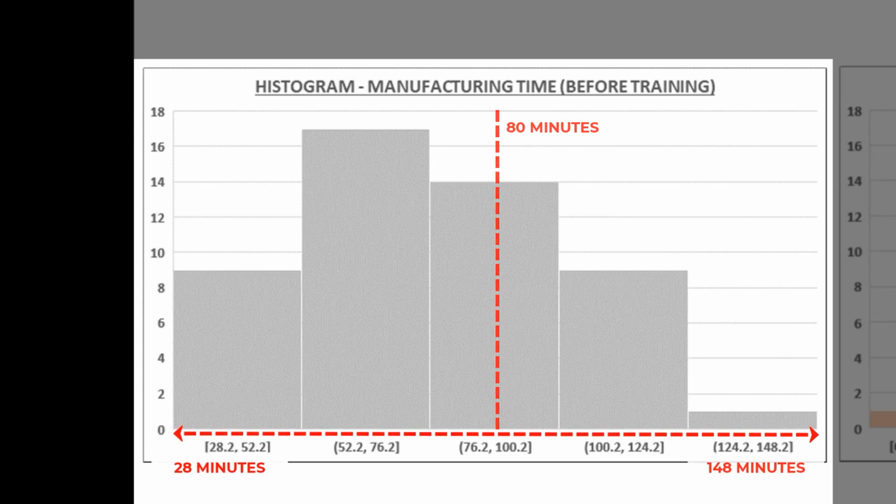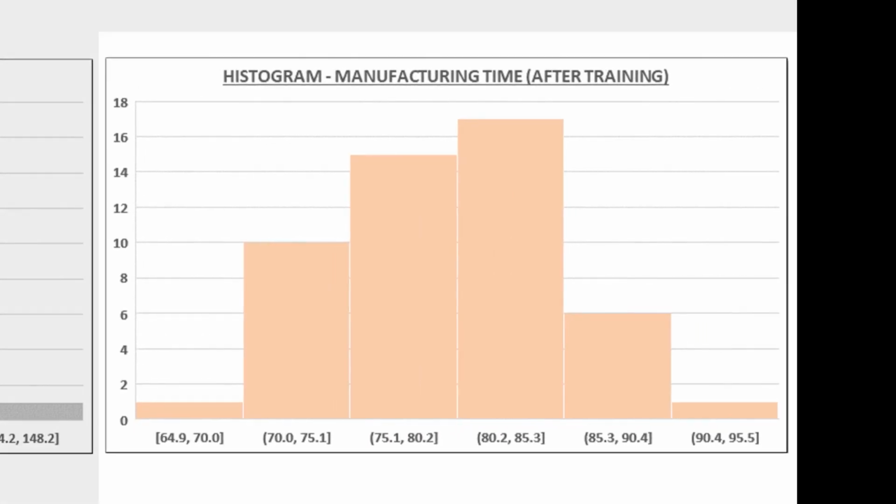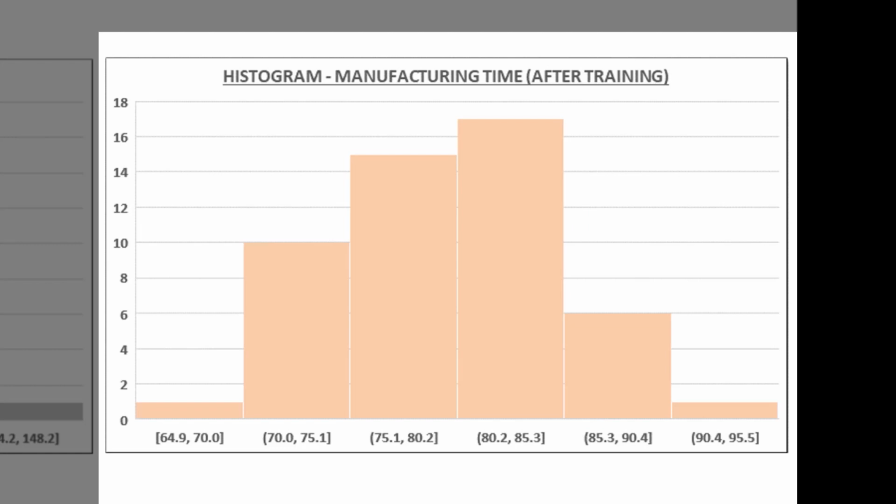Now, variation is the enemy of any business process. It kills the process. And the variation seen in this process is extremely high. Let's take a look at the histogram of the manufacturing time after training. In this histogram too, the average line is around 80 minutes, just like the previous histogram.